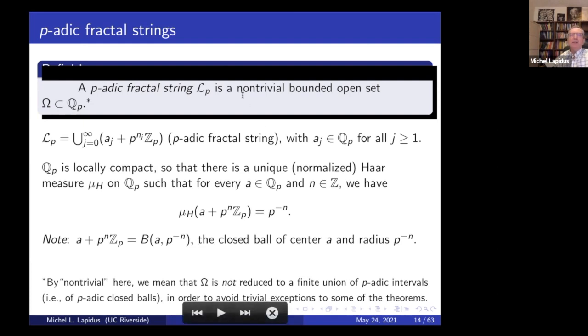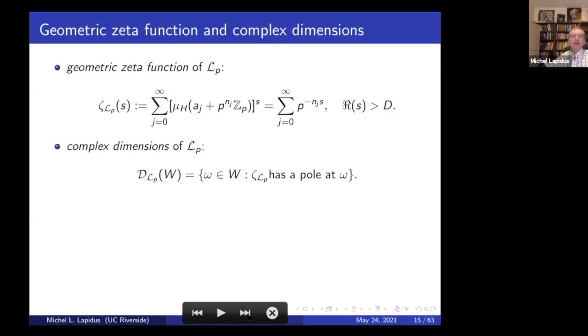Okay, so I'm assuming here a non-trivial string. I'm excluding the case of a finite disjoint union of such balls. This is a disjoint union, by the way. This case is admissible, but it's not very interesting. So to avoid obvious exceptions and complications in the statement of theorems, I'm just going to assume I have a countably infinite union of such balls. Okay, so that's what a p-adic fractal string is.